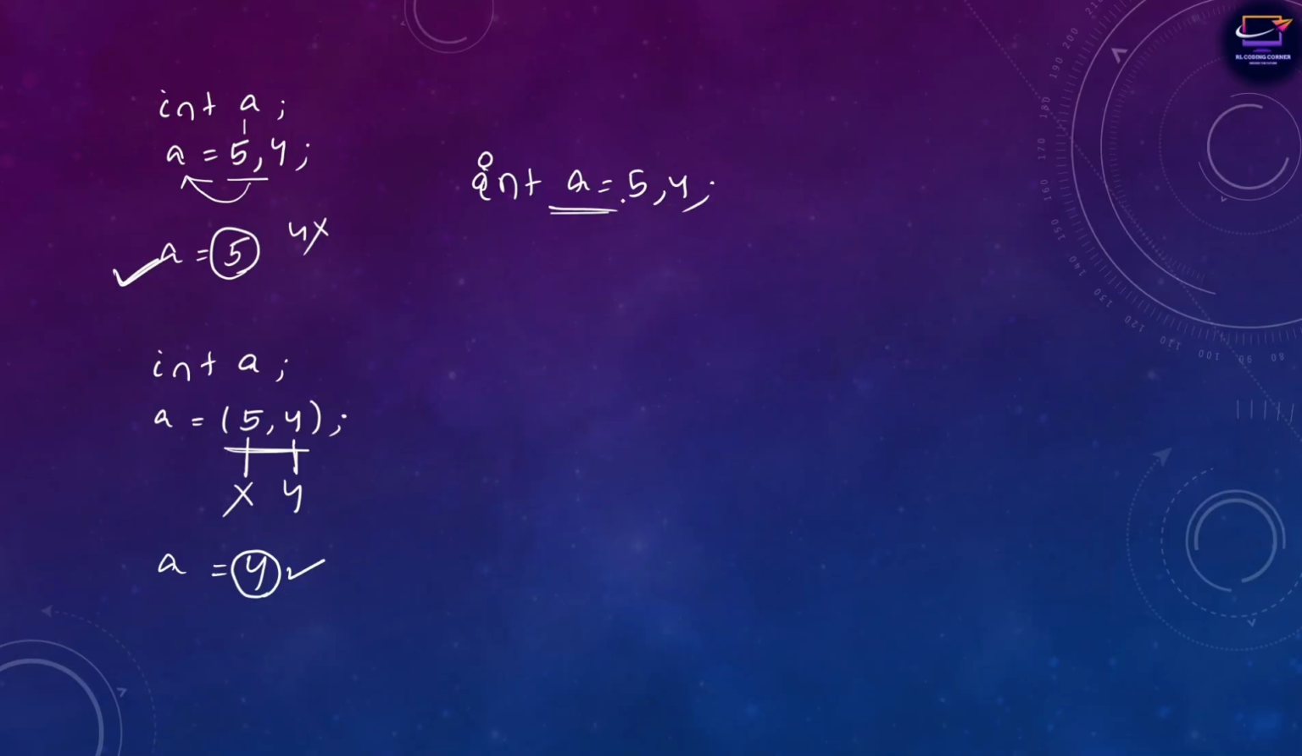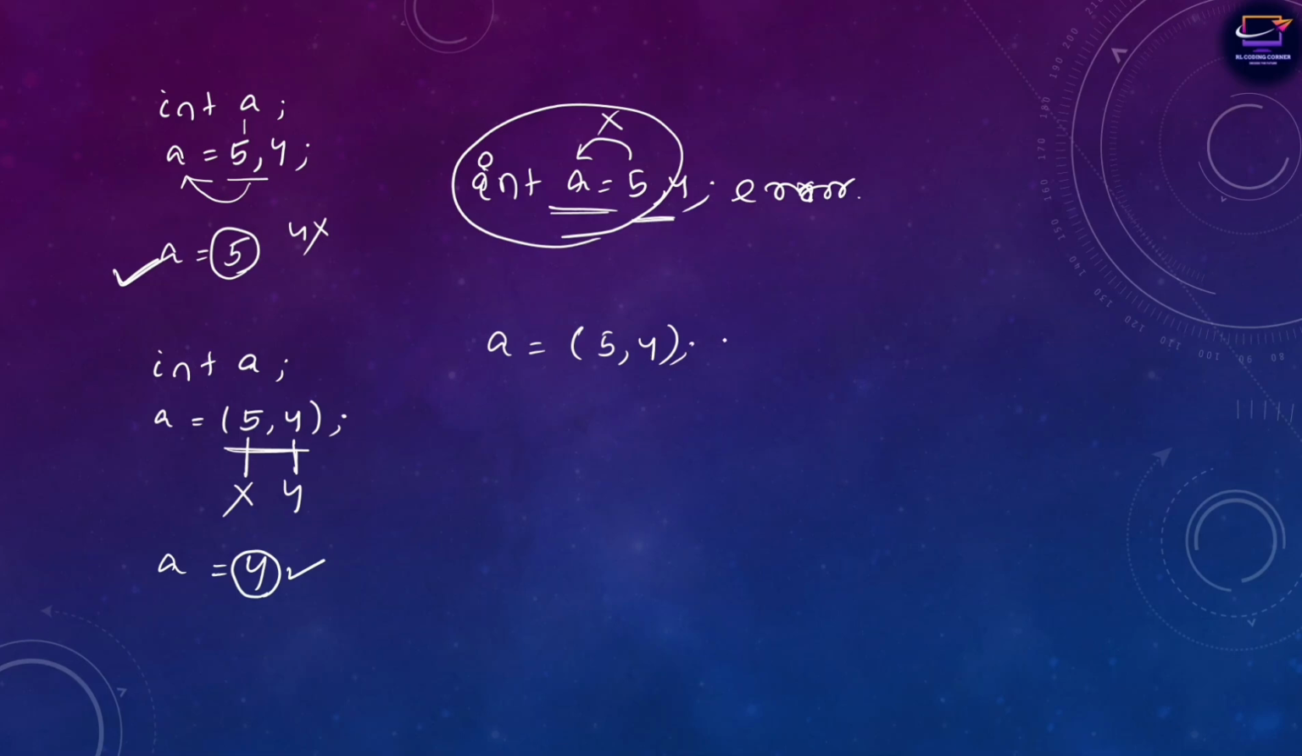It is not going to be used as an operator, so it will separate. So 5 is assigned to a, not, that is wrong. It will give you an error, right? But if I modify it as a equals to bracket within bracket 5 comma 4, then it will print what? 4, like I told you before.